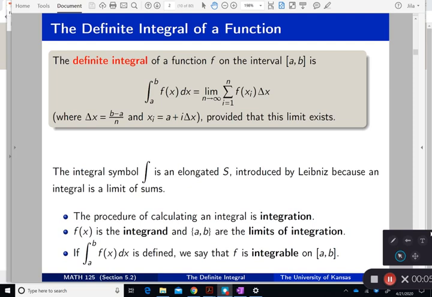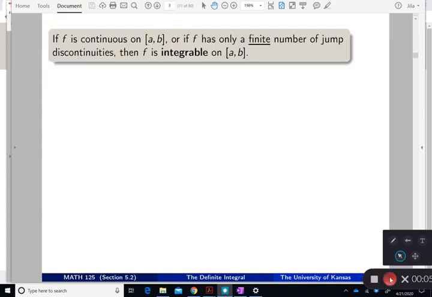f of x is called the integrand. a and b are the limits of integration, or bounds of integration. If the integral from a to b of f of x dx is defined, we say that f is integrable on a, b. So if f is continuous on a, b, or if f has only a finite number of jump discontinuities, then f is integrable on a, b.